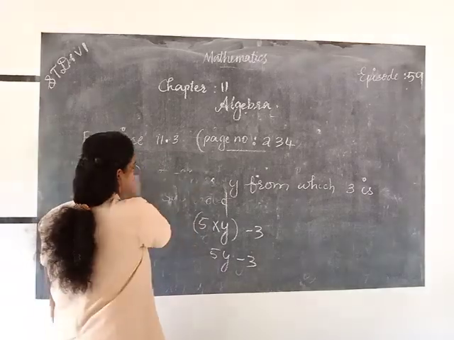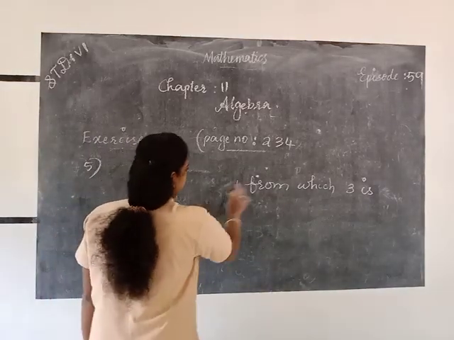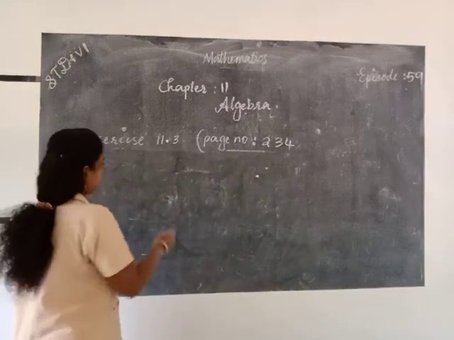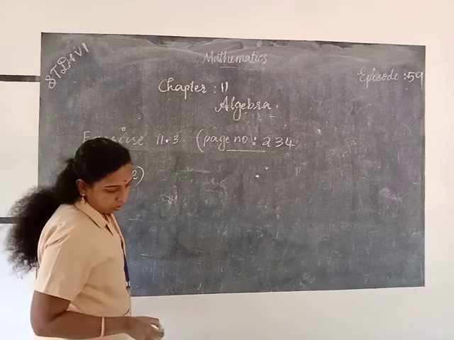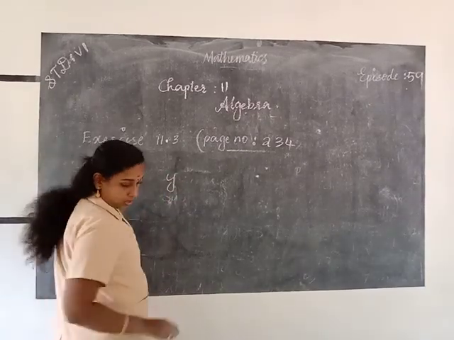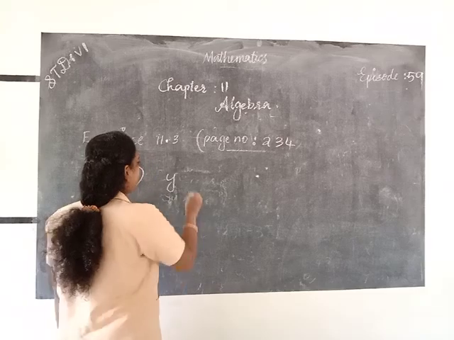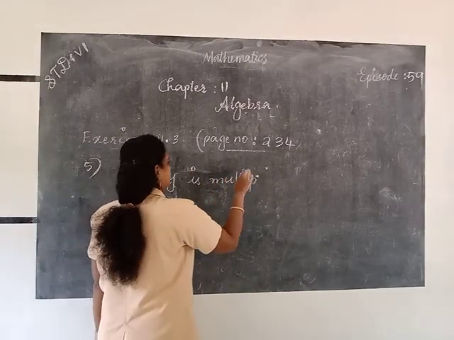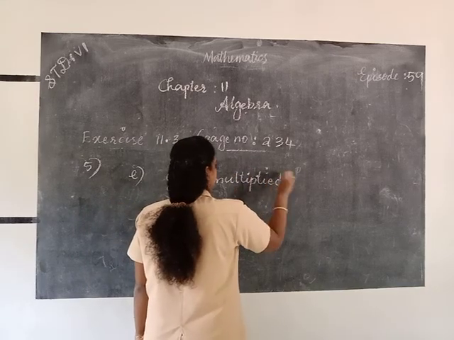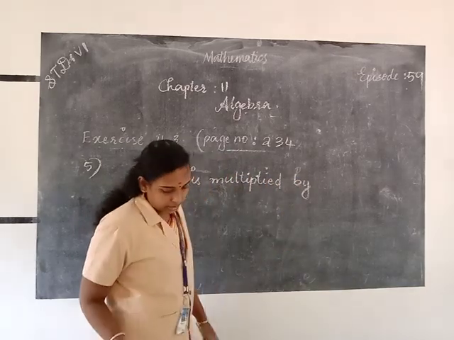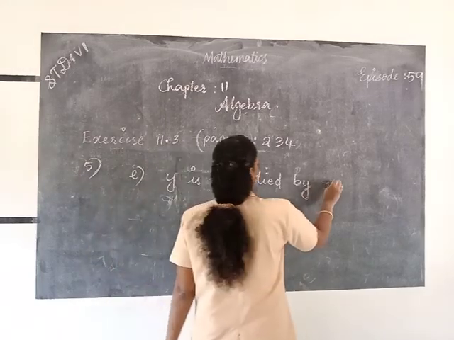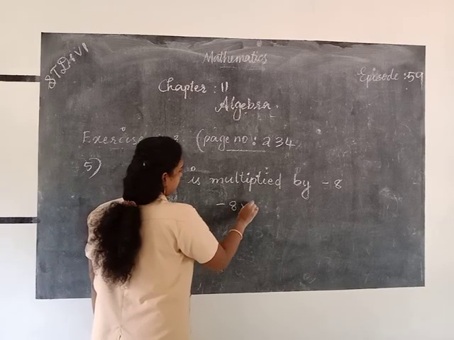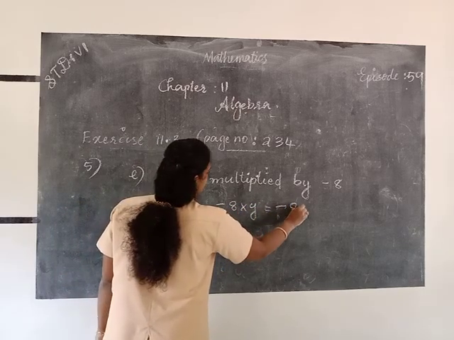Then y is multiplied by minus 8. That is minus 8 into y. That is minus 8y.